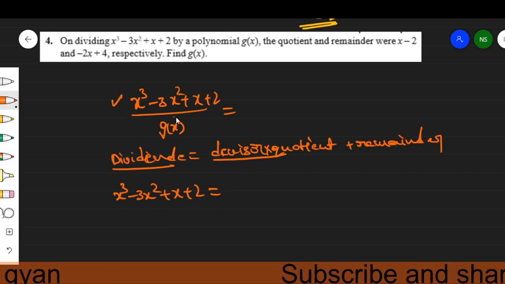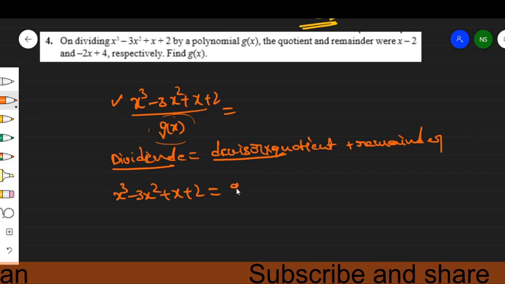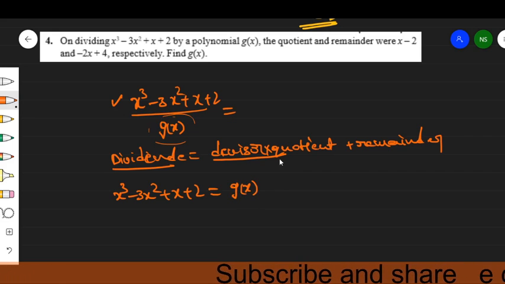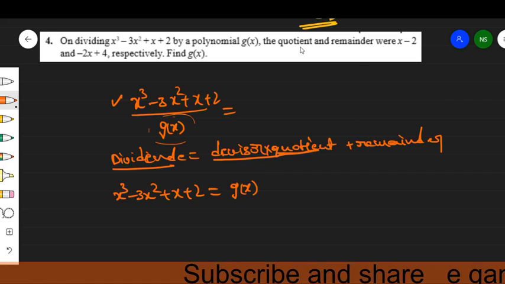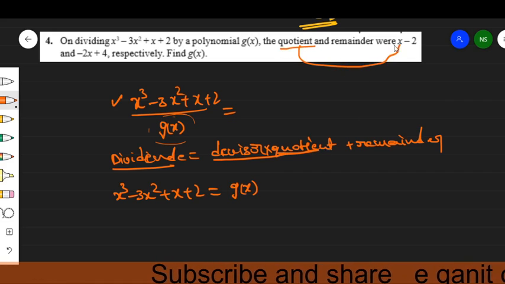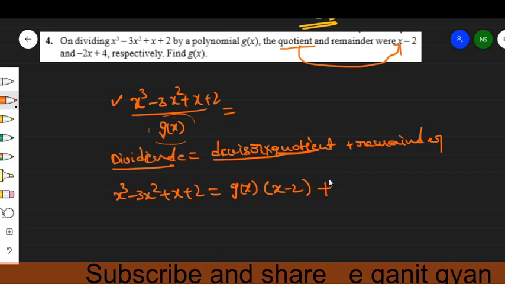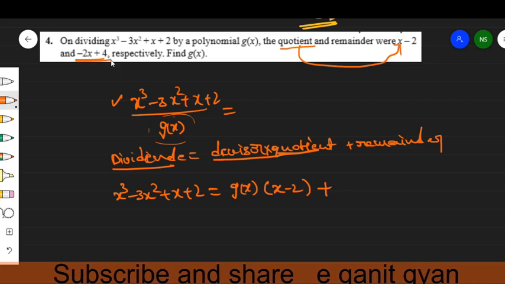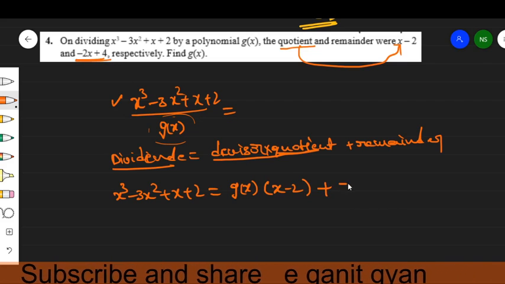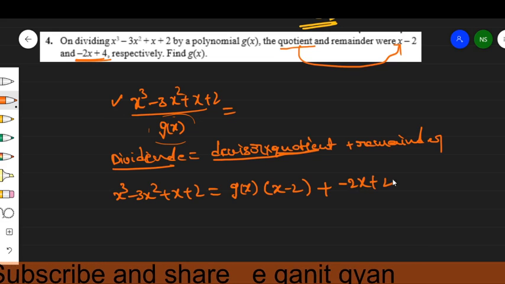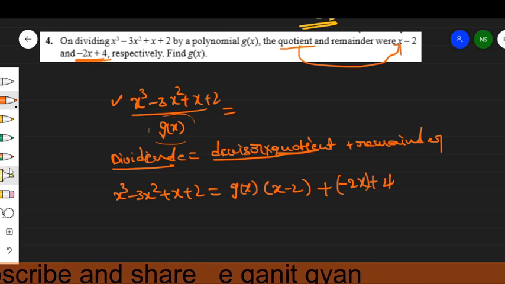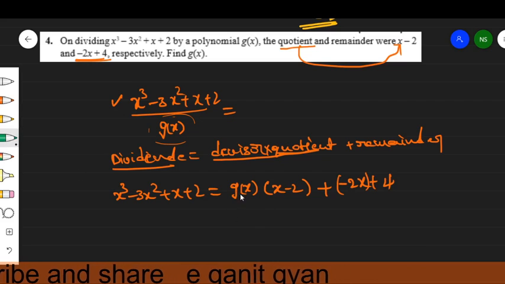I don't know the divisor, they are saying it is g of x. So I will write that g of x as it is. And the quotient, they are saying quotient is x minus 2. So x minus 2 I will write here, plus the remainder is minus 2x plus 4. This is the meaning of the question, whatever they have given.